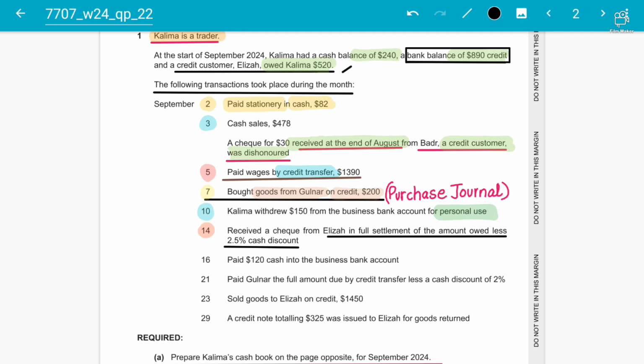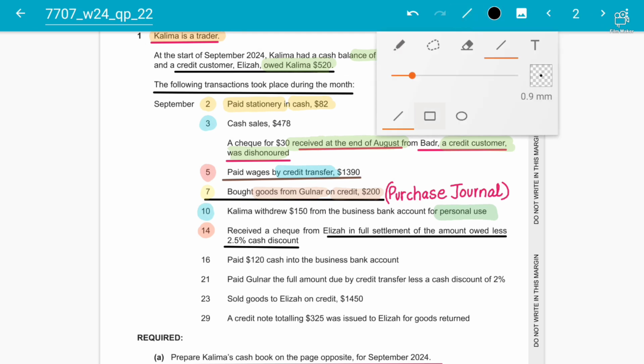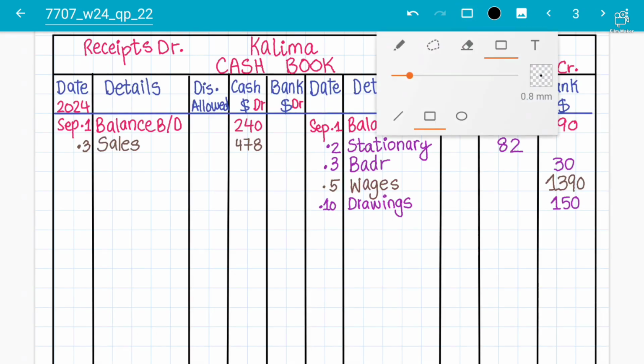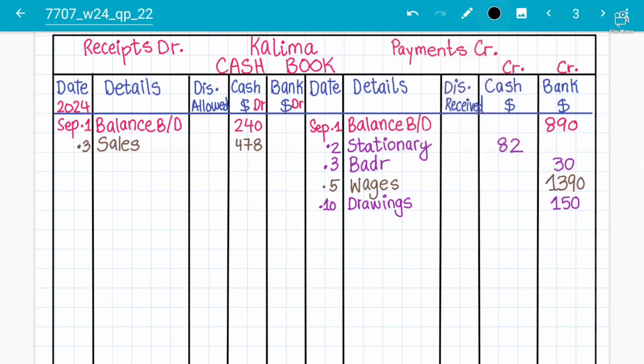The amount was $520 at the start of the month. So always remember, the whole question is interlinked. Transactions from the starting will be linked with the transactions at the bottom as well. We are receiving a check from Alize in full settlement. We have to subtract the 2.5% discount, which means Kalima offered 2.5% discount to Alize.